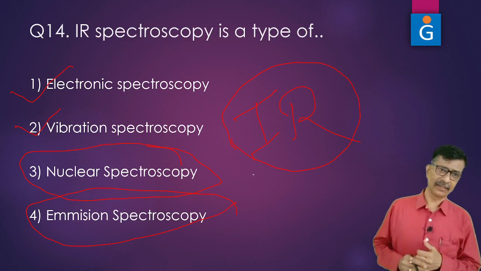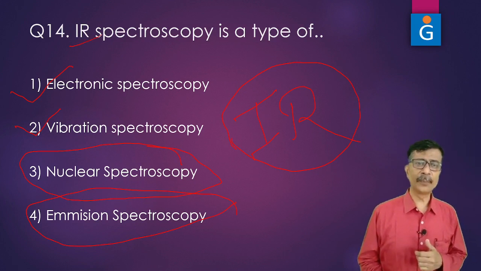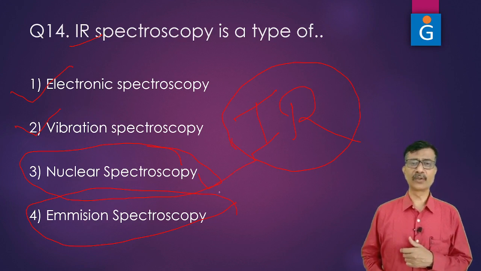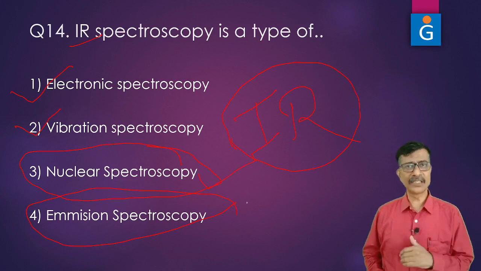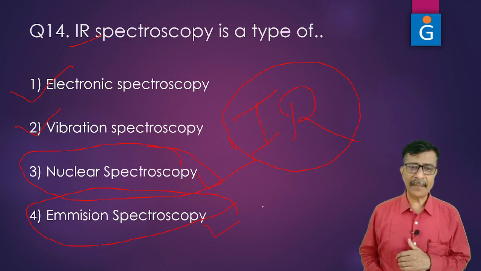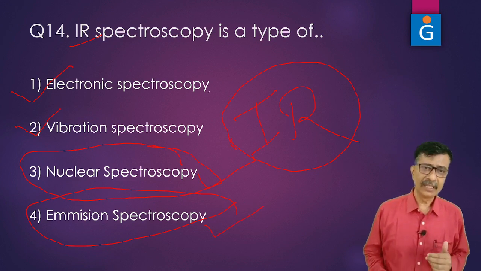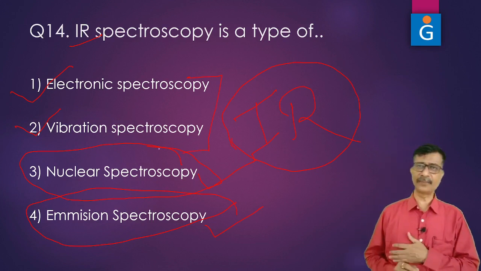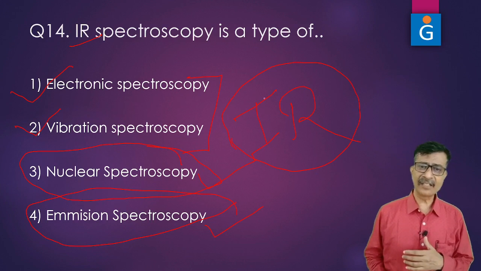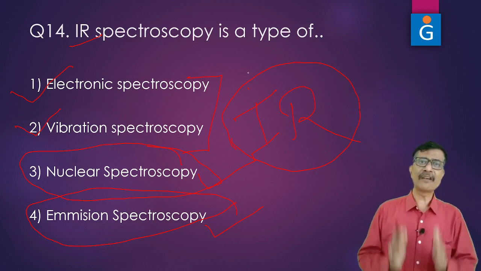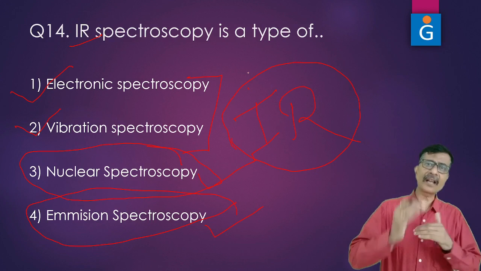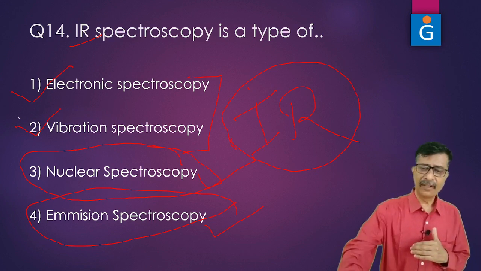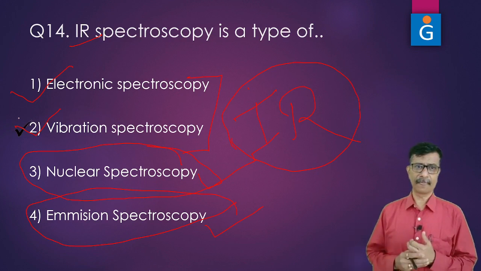Now in IR spectroscopy there is no chance of nuclear spectroscopy because the nucleus is not involved here. There is no question of emission because only absorption takes place. Now we have to choose between electronic spectroscopy and vibrational spectroscopy. Here the energy of IR radiation is not sufficient to cause electronic transitions in the molecule. So it's a kind of vibrational spectroscopy.